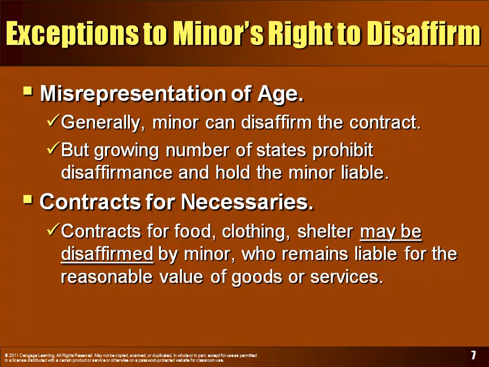But at some point, and you don't have to admit if you have any experience with this, some minors do a pretty good job about lying about their age to the point where they commit fraud and tamper with things to make it appear they are old enough. That's why the second bullet there. A growing number of states prohibit disaffirmance and hold the minor liable if you can establish that the minor committed fraud against you when entering into the contract. But again, notice what it says. Generally, and then it says in a growing number of states.